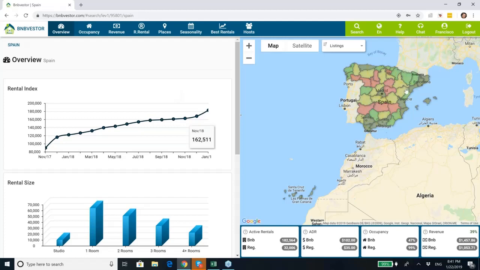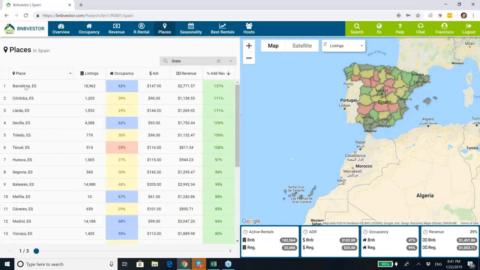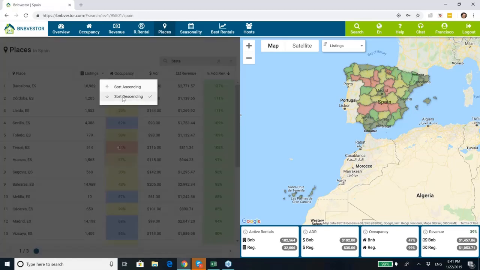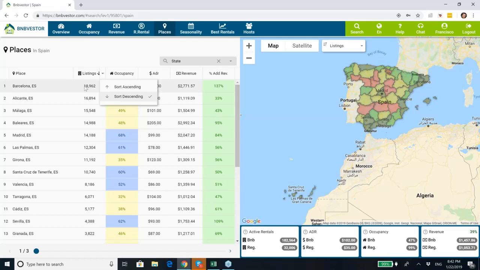As you can see, there are areas like Barcelona and Madrid that are huge. You're going to see in places what the better areas are. Barcelona, the amount of listings that are here. Barcelona, Alicante, Málaga, Baleares, Madrid. You can see there are a lot of Airbnb listings here.